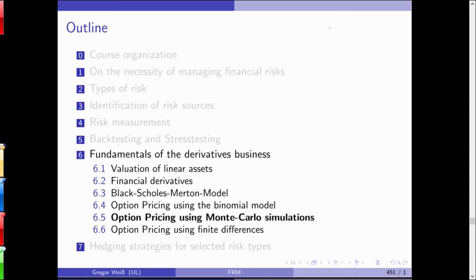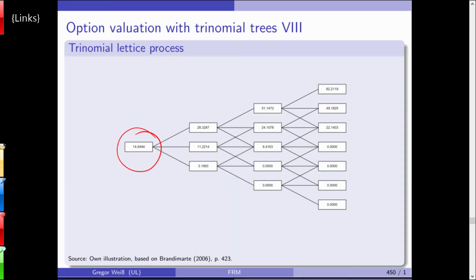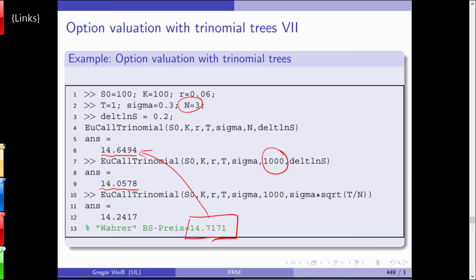You have a question? If you take more steps, even in a trinomial model, shouldn't it be more accurate than with just 3? In this case here, it should be. However, it should converge, but I don't think there's a result that it has to improve in every step.